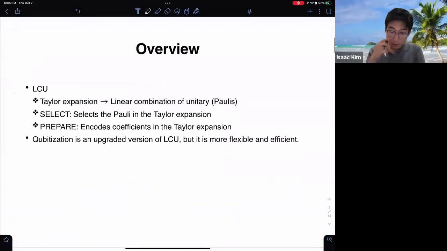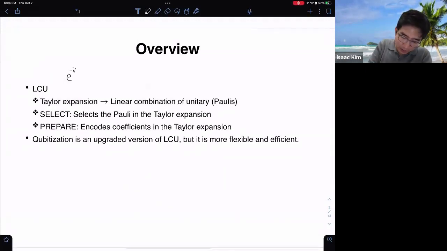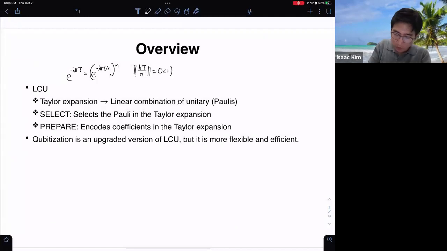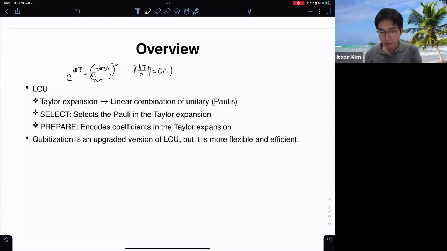Today we're going to talk about qubitization. Just to recap, we talked about LCU methods last time. At the high level, our goal was to simulate e to the minus iHt. We broke that down into many little steps so that the norm of the thing in the exponent is order 1. And then you expand this thing using Taylor expansion.